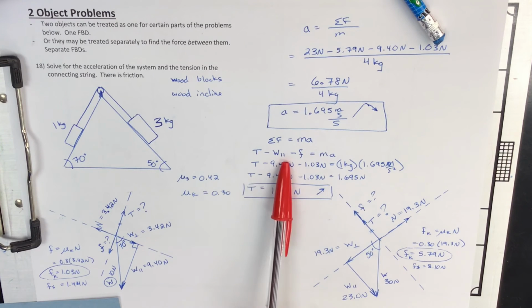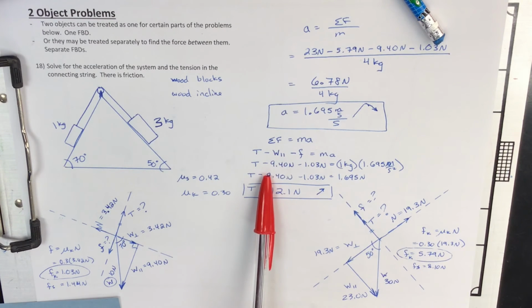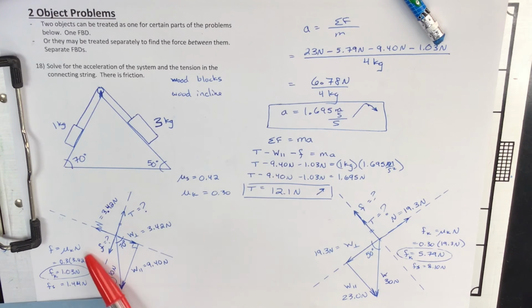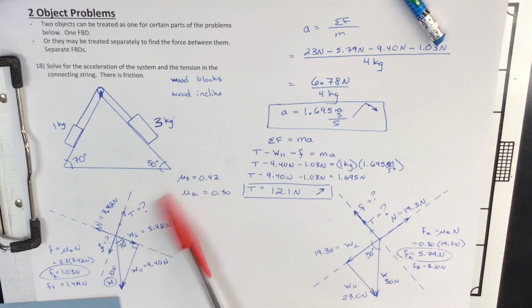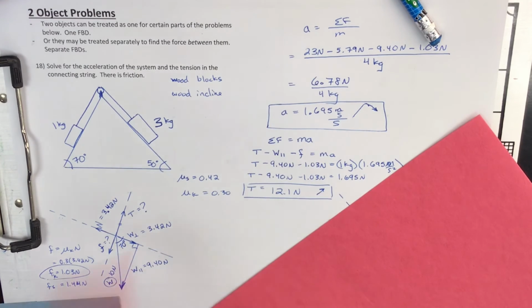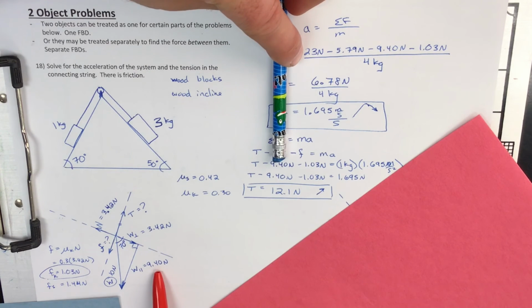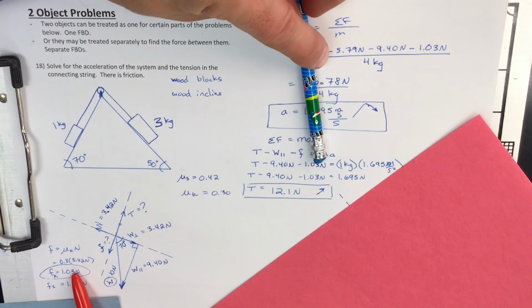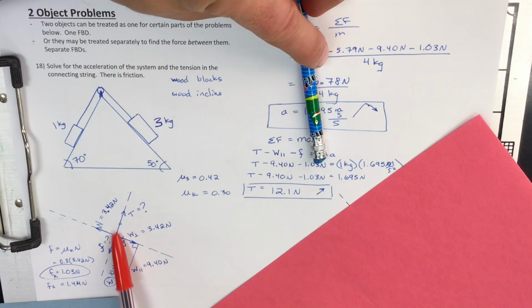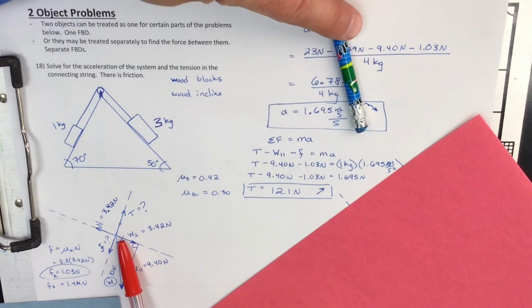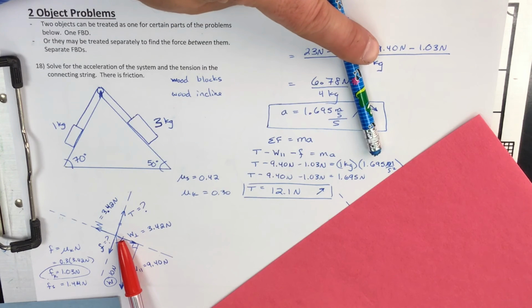Then to find the internal tension, I guess I'll just use this one. This one or this one would be fine. So tension minus W parallel minus friction force is equal to MA. Tension is what I don't know. Weight parallel is 9.40. Friction force is 1.03. Mass of this thing is 1 kilogram, because those two correspond. And the acceleration is the common acceleration of 1.695 meters per second every second.